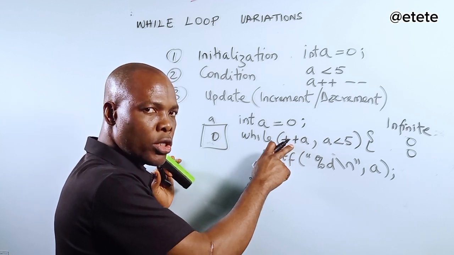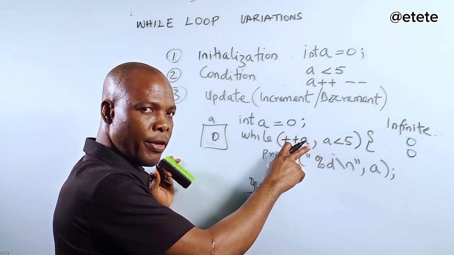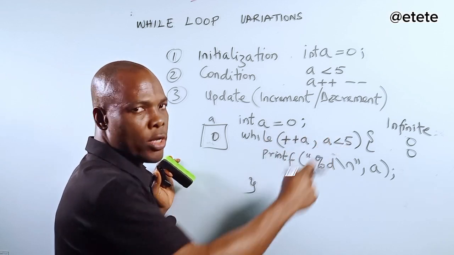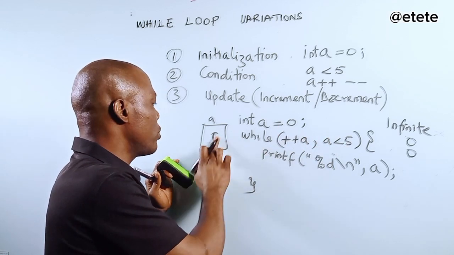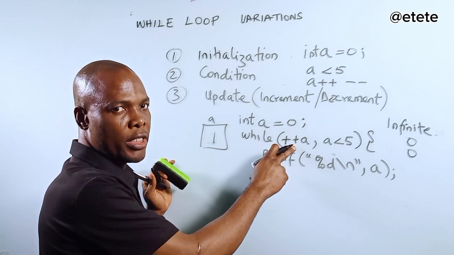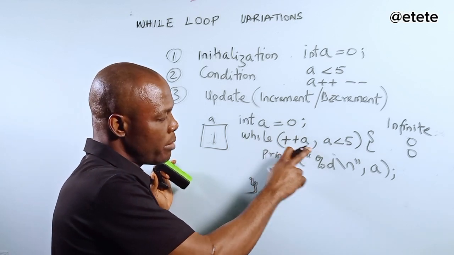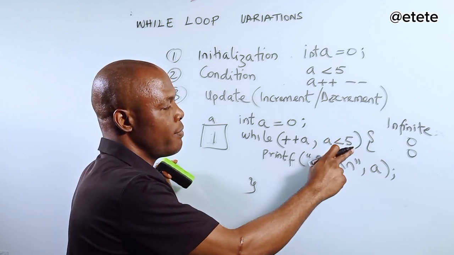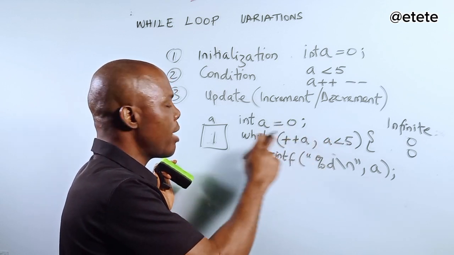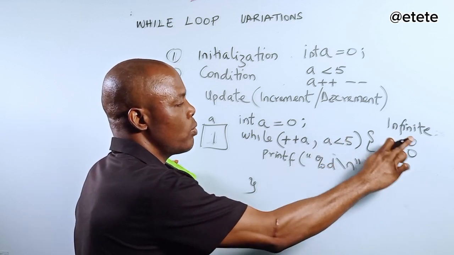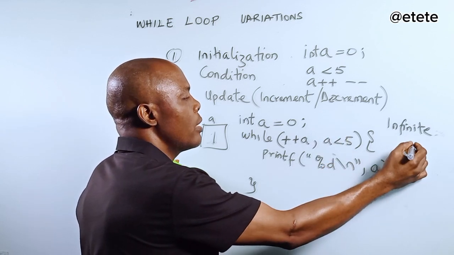So this operator is coming before the A variable. So what this will do is, before it will test the condition, first and foremost, it will increment A to 1. That is why you're having this pre. So it's testing 1 less than 5. It's no longer 0. It's now 1. 1 less than 5, that is true. It will go in and print out 1.